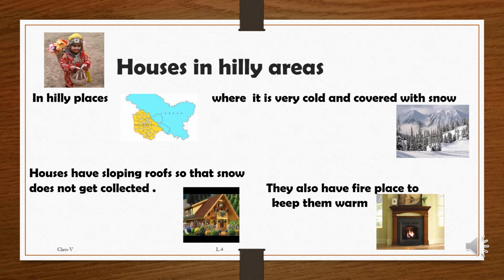Now let us study about houses in hilly areas. In hilly areas like Kashmir, where it is very cold and is always covered with snow, the houses generally have sloping roofs so that the snow does not get collected on the top. They also have a fireplace inside their homes to keep them warm.